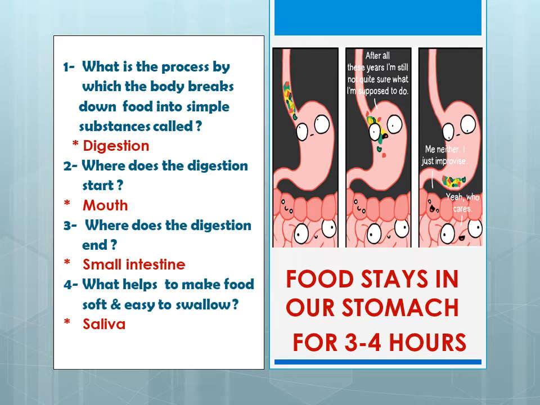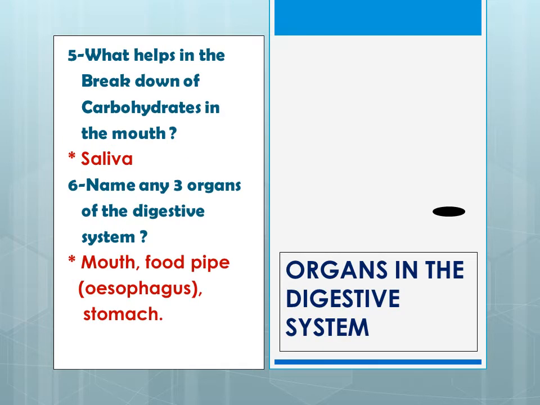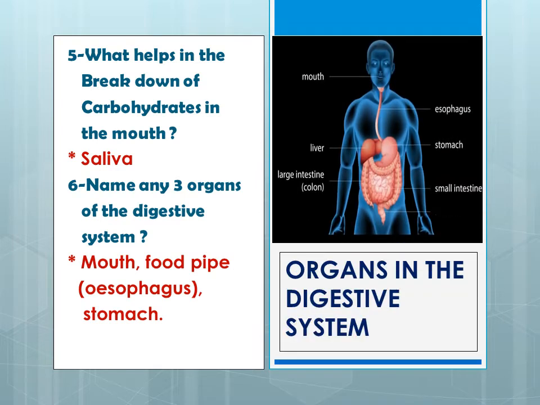Saliva. What helps in the breakdown of carbohydrates in the mouth? Saliva. Name any three organs of the digestive system. Mouth, food pipe, that is esophagus, and stomach.